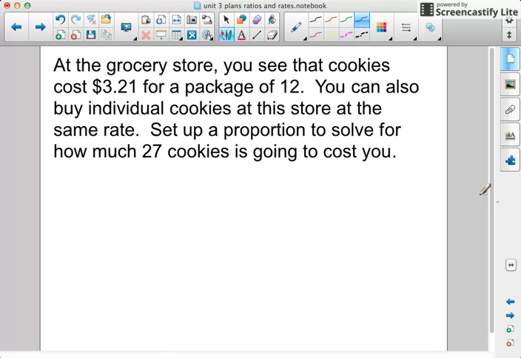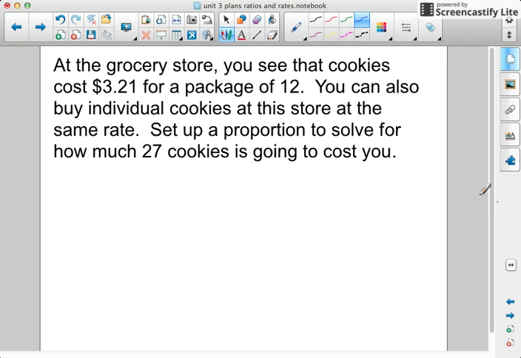Okay, one more example. And I'm going to show you that it doesn't matter where the variable is as long as you match it up with the proper ratio. So at the grocery store, you see that cookies cost $3.21 for a package of 12. You can also buy individual cookies at this store at the same rate. Set up a proportion to solve for how much 27 cookies is going to cost you.